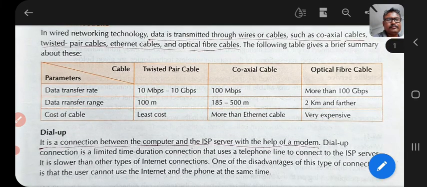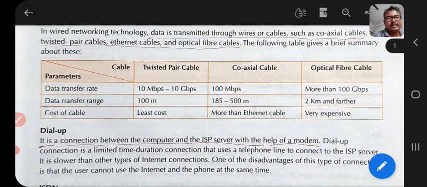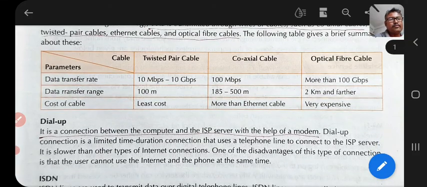Next question, which is the third question: what is the data transfer rate of coaxial cable? Fifth question: what is the data transfer rate of optical fiber cable? Question number 6: what is the cost of optical fiber cables?